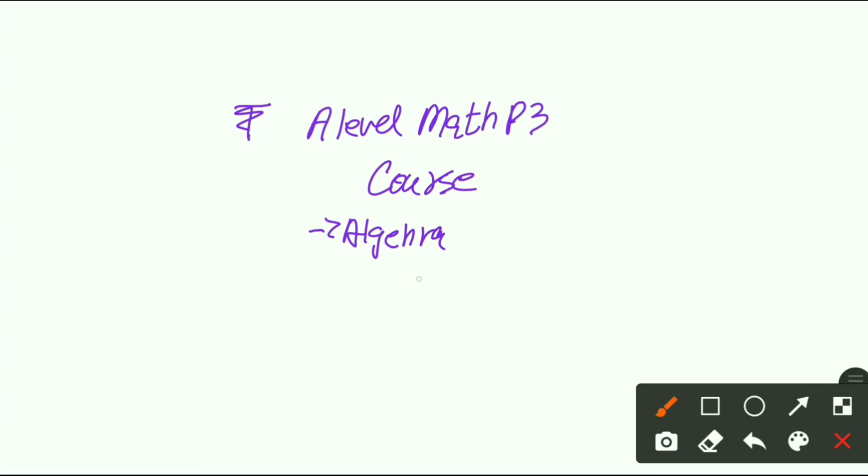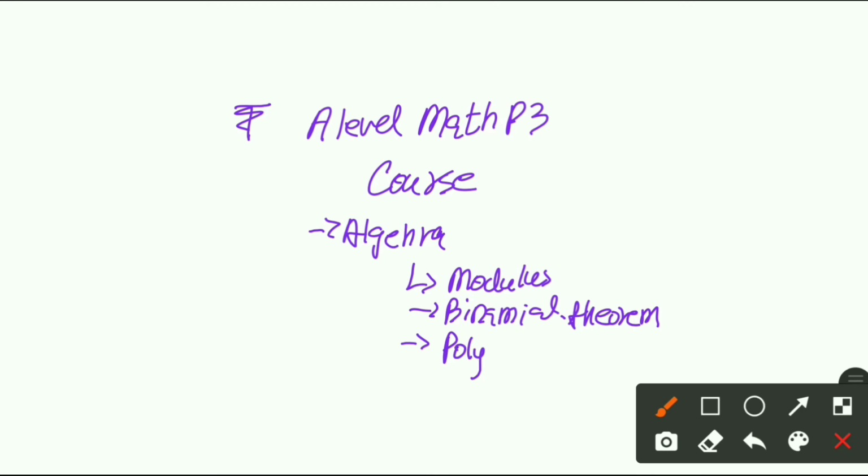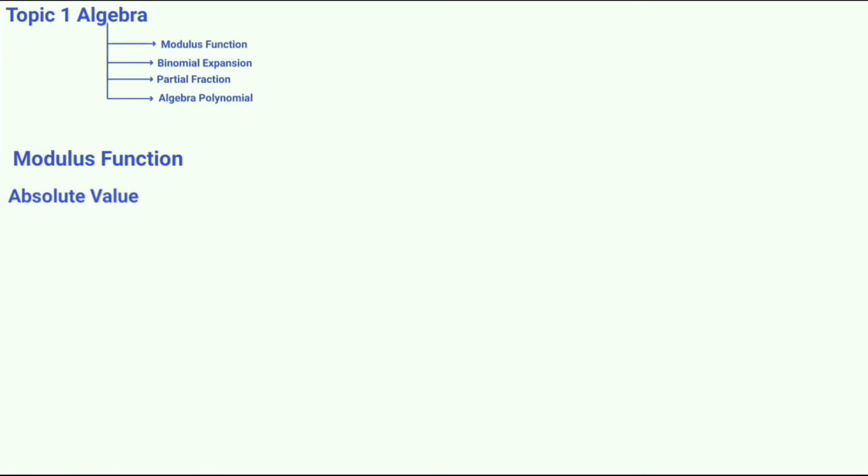This topic consists of modulus, binomial expansion, or you can say binomial theorem, polynomial, and partial fractions. For now let's start with this topic, algebra: modulus, binomial expansion, partial fraction, polynomial. Starting with the modulus function.